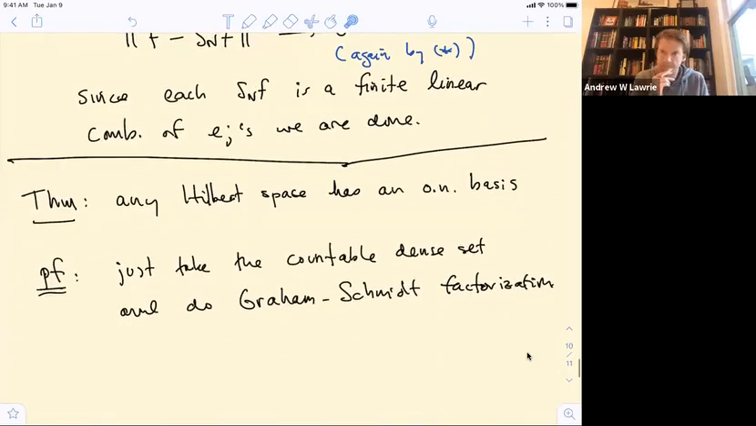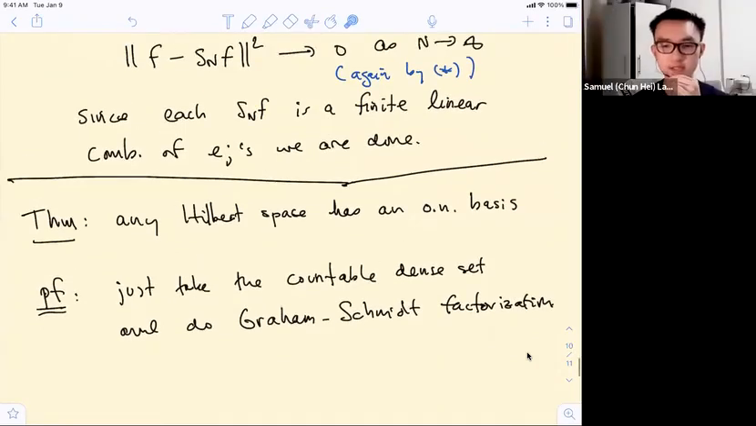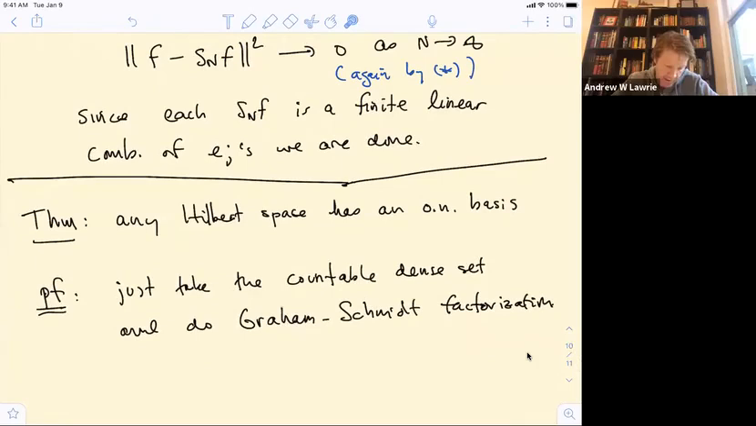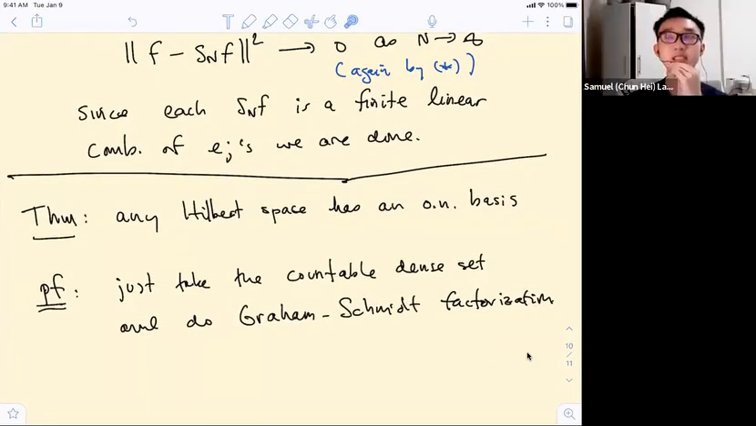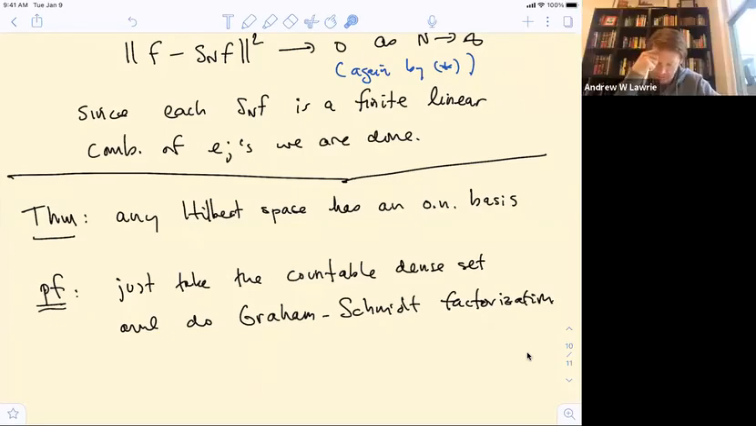Can I ask one question about the theorem you have just said? This next theorem, the orthonormal basis. Slightly off topic, but since we have this theorem, are we avoiding the axiom of choice? Because we need the axiom of choice to prove that any vector space has a basis, but not sure if we do have that for Hilbert spaces. Can we actually avoid the axiom of choice?